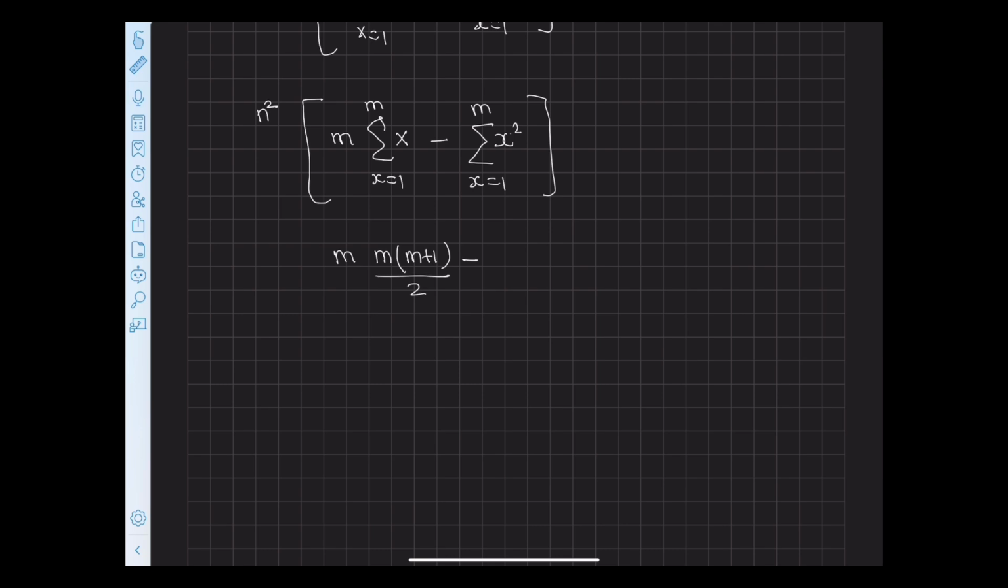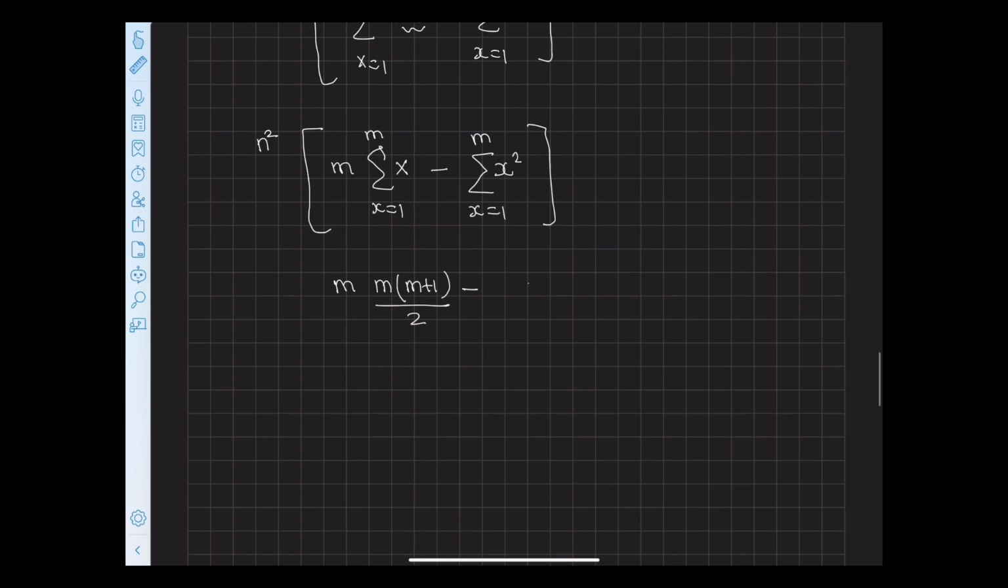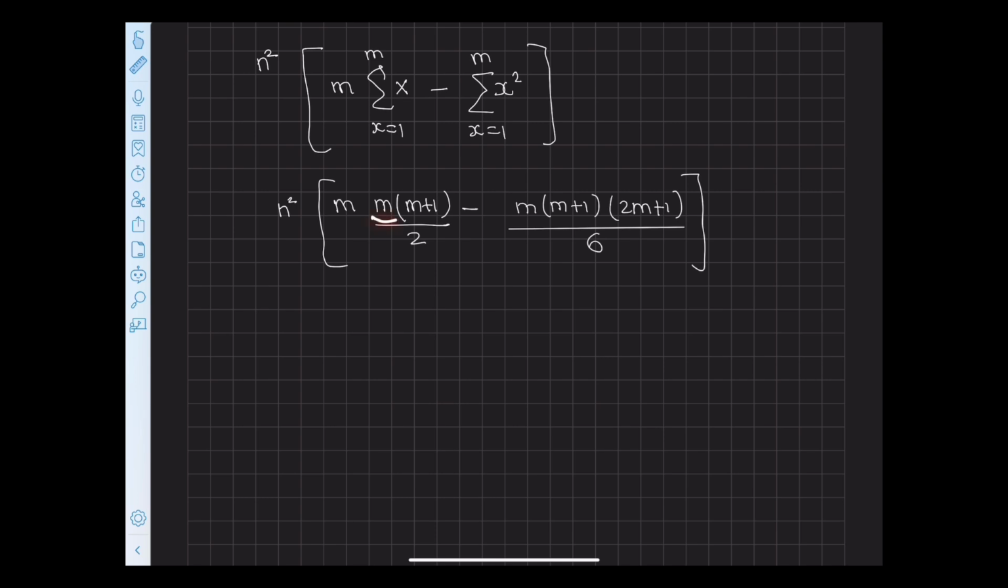And what is the summation of 1 till m, where every term is squared? We also know that it is equal to m times m plus 1 multiplied with 2m plus 1 over 6, right? And don't forget the n squared on the outside. We can take m into m plus 1 as our common. So n squared multiplied with m into m plus 1. We are left with m over 2 minus 2m plus 1 over 6.